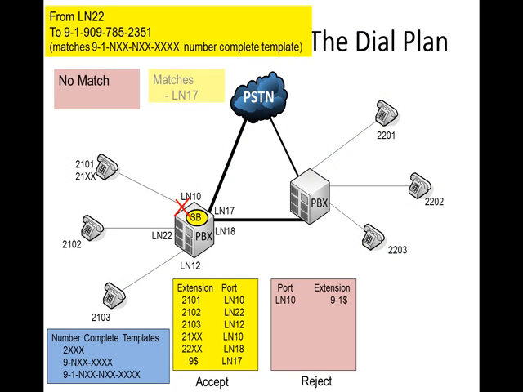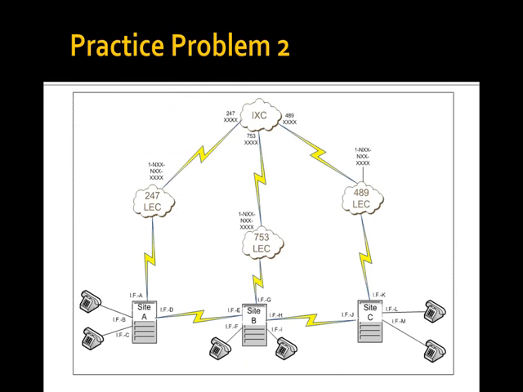If, on the other hand, I dial from another phone attached to a different interface, number complete matches, there's no reject, that matches, then I can go ahead and pick the best match out of all the remaining matches and route the call out that port. So the key is, where do we put that reject rule?